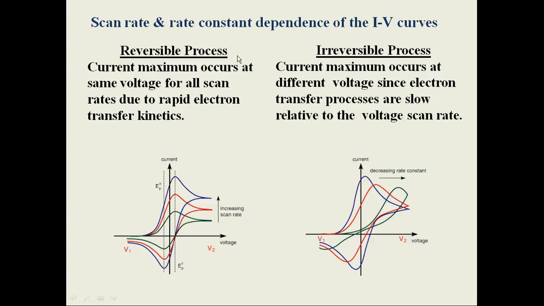And this is the consideration of the difference between a reversible process and an irreversible process. For a reversible process, the potential remains the same with respect to scan rate. Increasing scan rate, the current increases, but the position of that potential remains the same. But for an irreversible process, the position of that potential is deviating. This is because electron transfer processes are slow relative to the voltage scan rate.